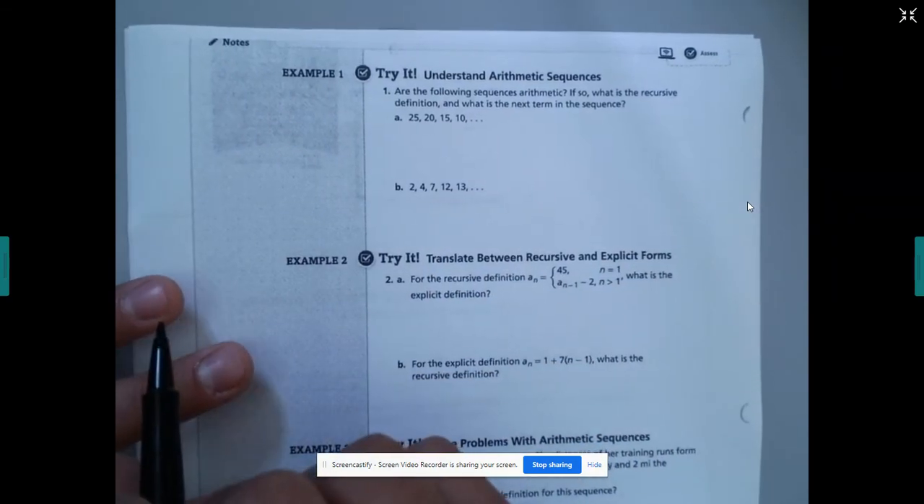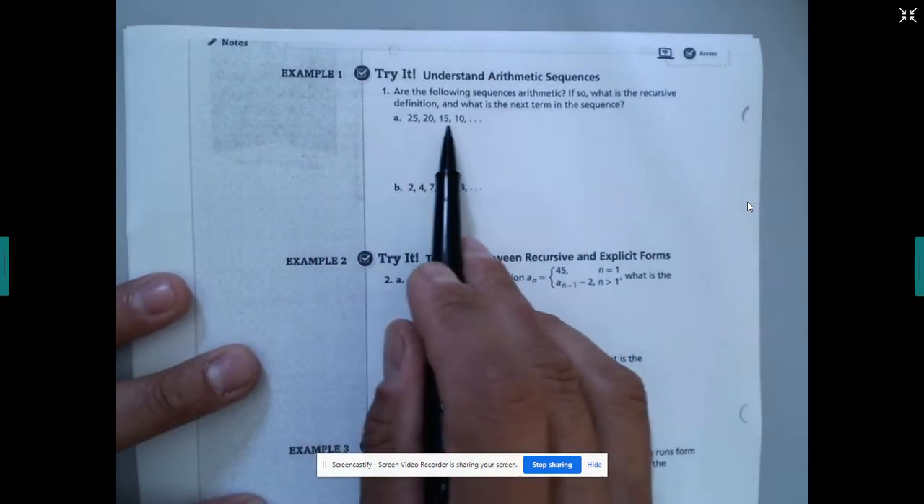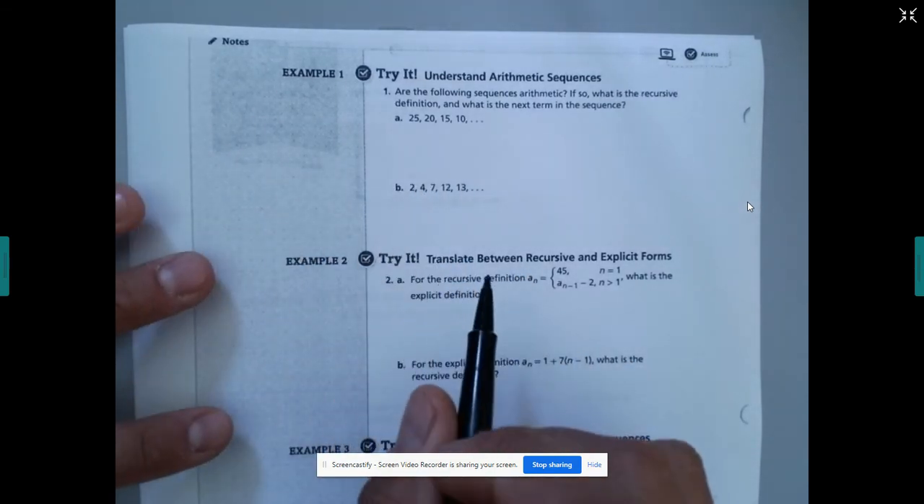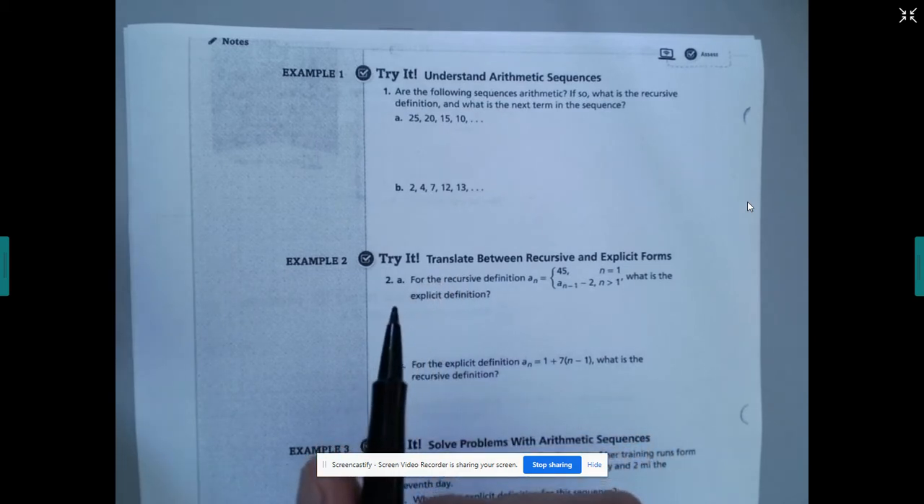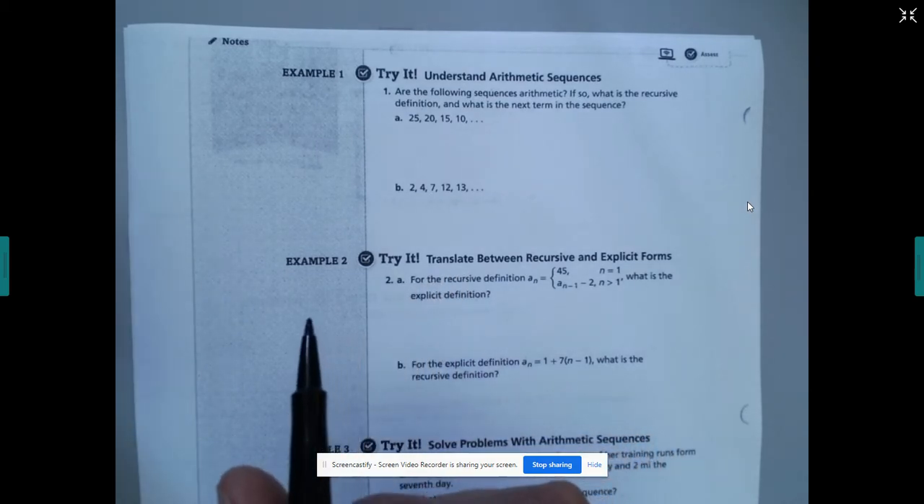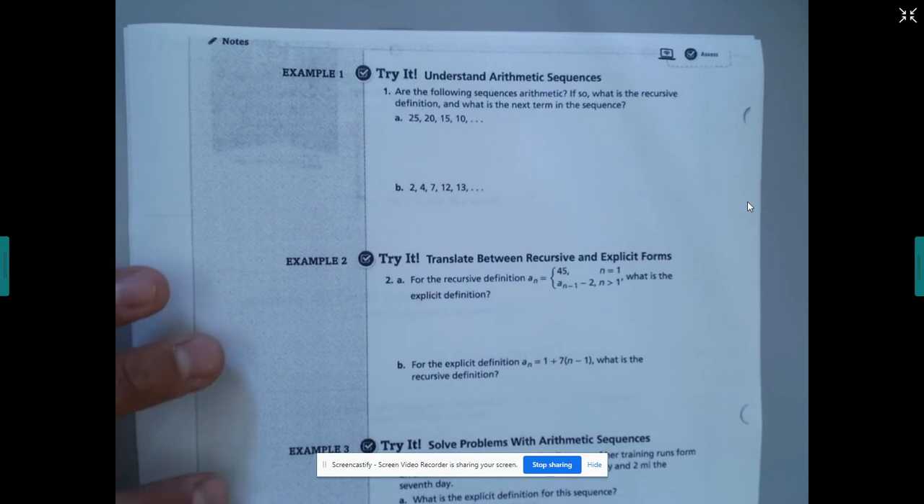An arithmetic sequence is basically just a list of numbers where you add or subtract the same number every step of the way. So you either add 5, you subtract 5, you add 8, minus 2, whatever it might be, but you do the same thing throughout the entire pattern.